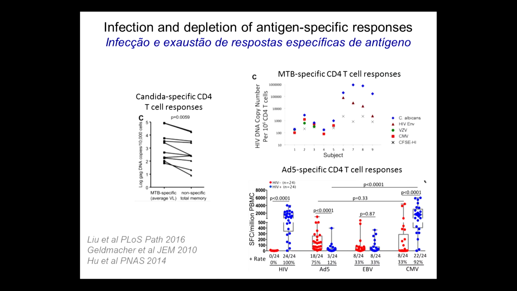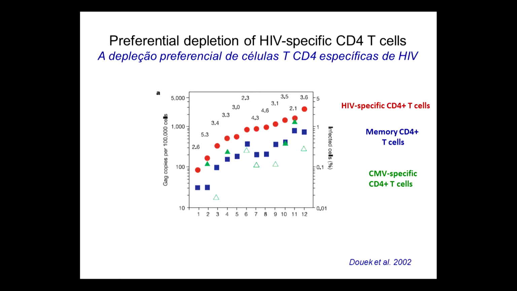One subset that is affected by HIV infection is the HIV-specific CD4 T cell responses themselves. These are the responses that recognize HIV and expand in response to the infection. In the study here by Hendrik, you see in 12 individuals that the HIV-specific responses are always more infected compared to the general memory population or the CMV-specific CD4 T cell population.